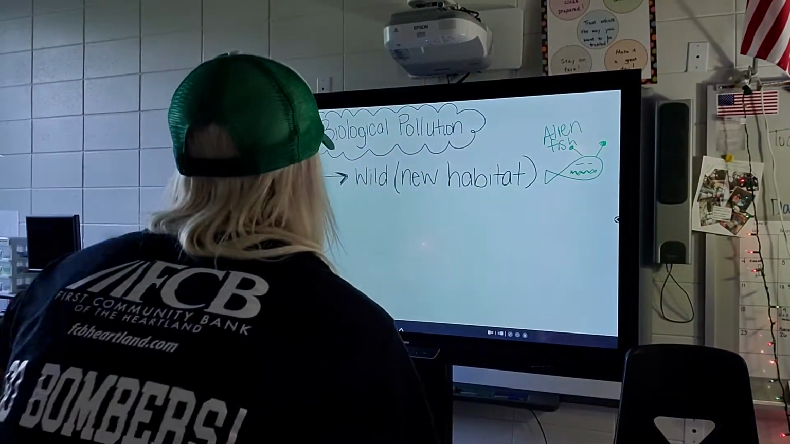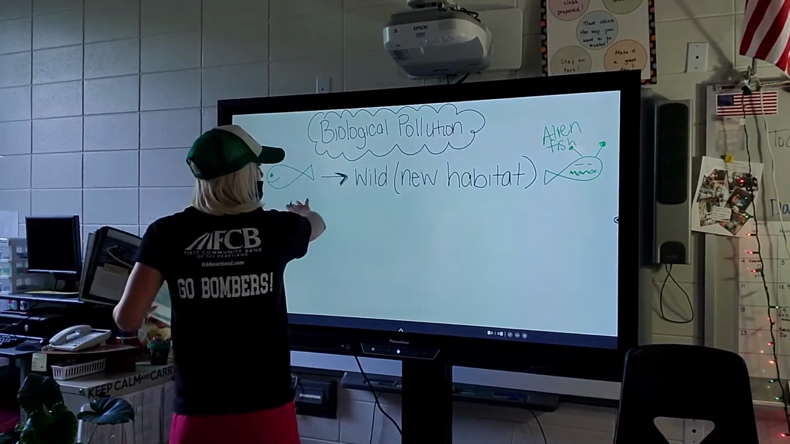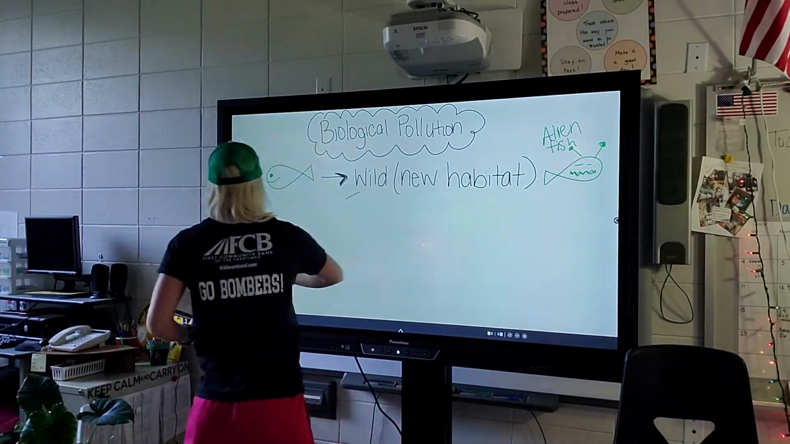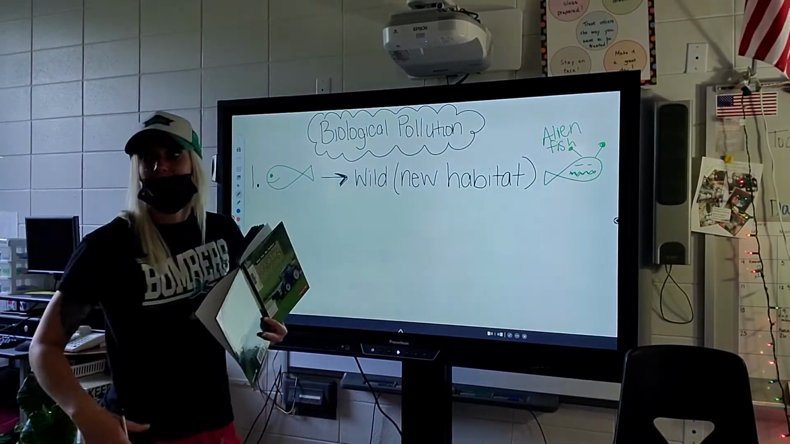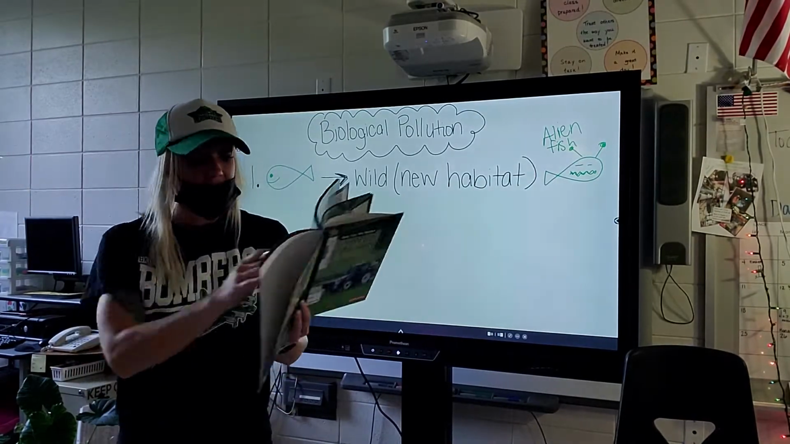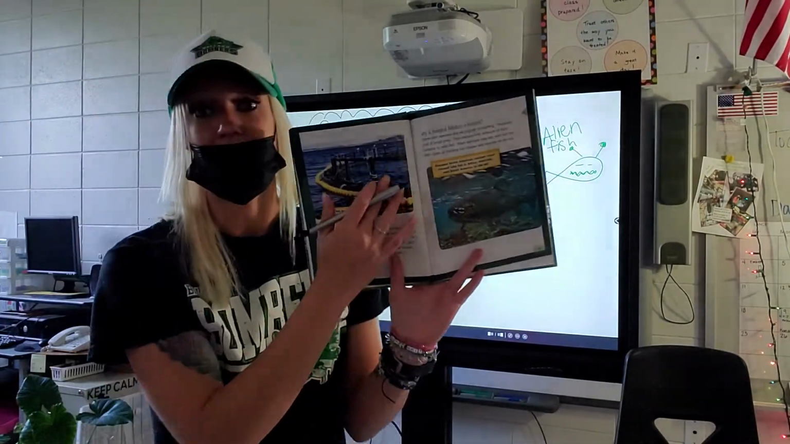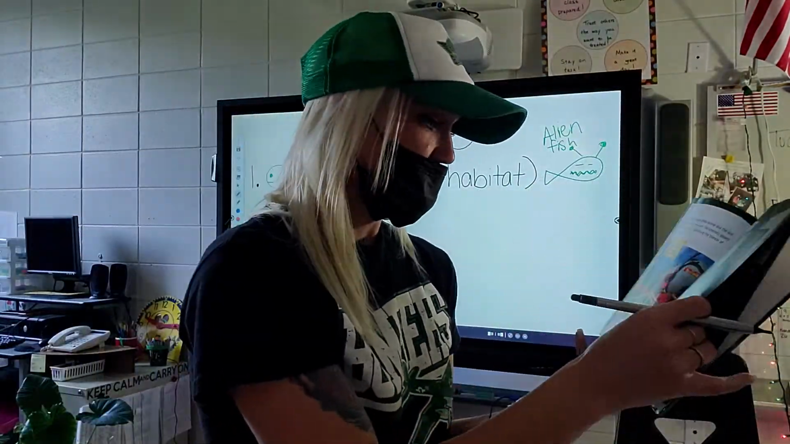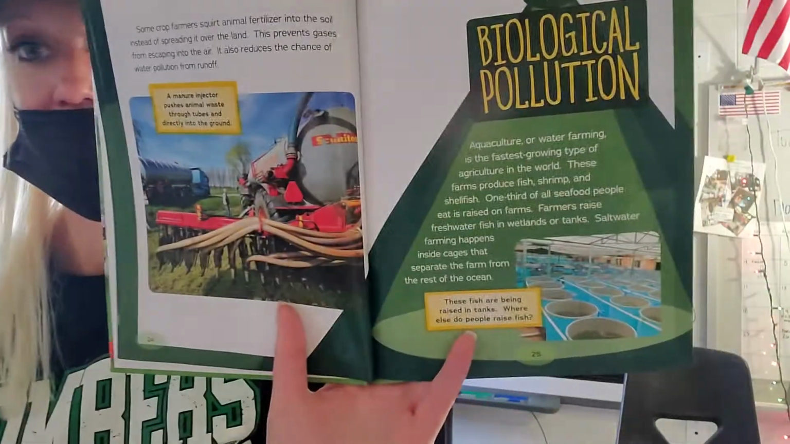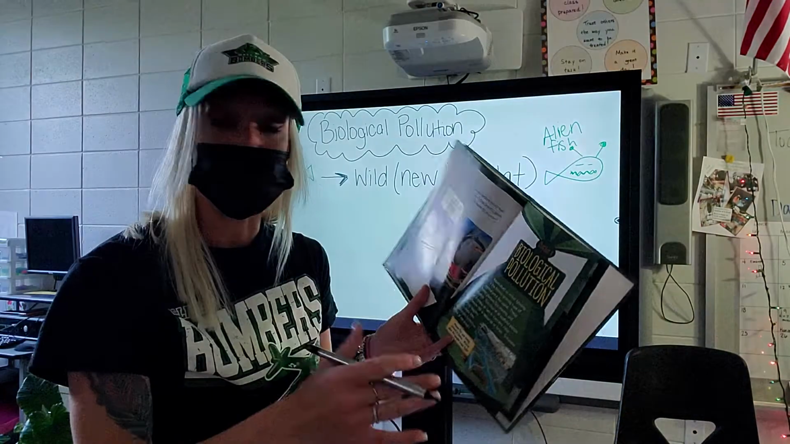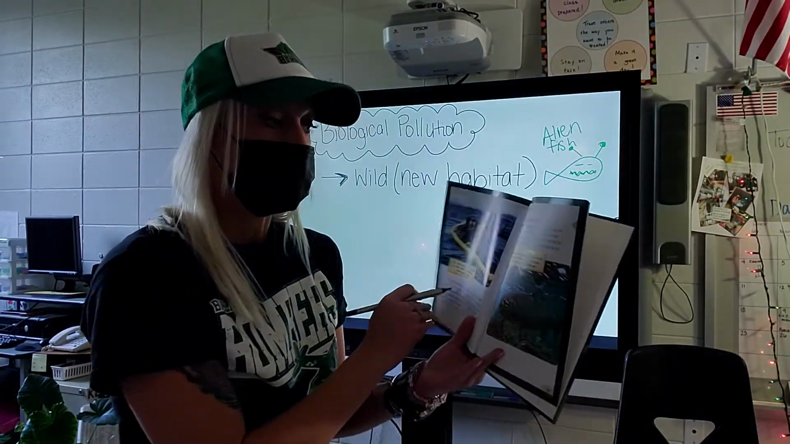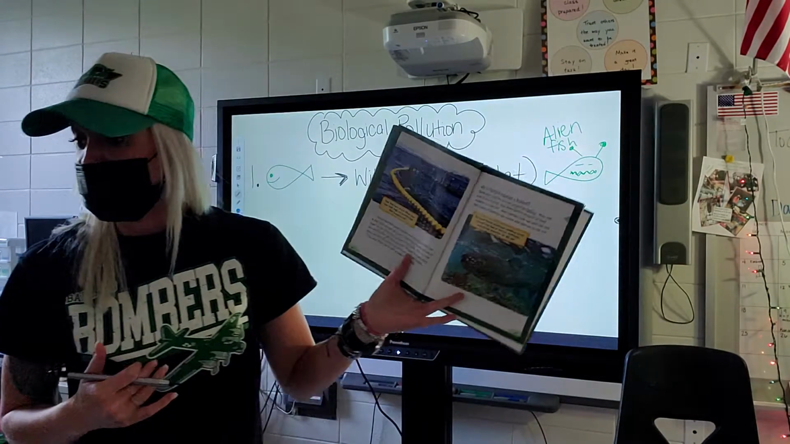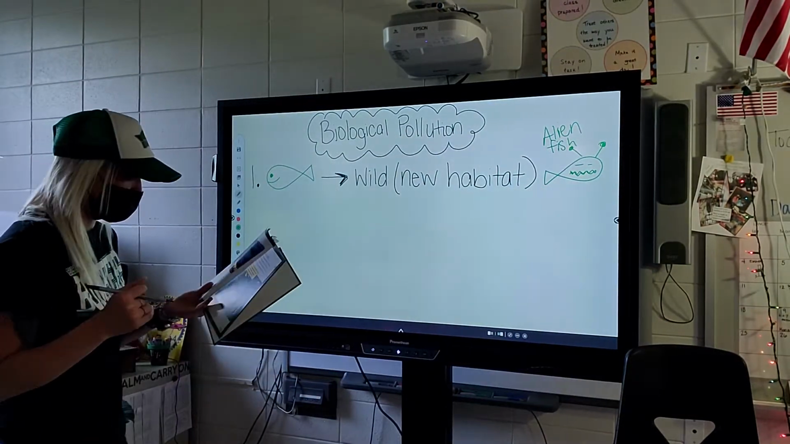So, these fish that escape, these alien fish that escape, are now out in the wild. They're not in these little homes anymore. They're not in the high walls. They are not in these tanks. They are now out in the wild. So they are free to eat whatever they want in the wild.